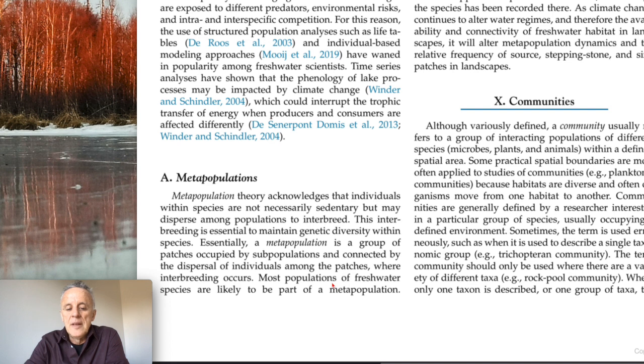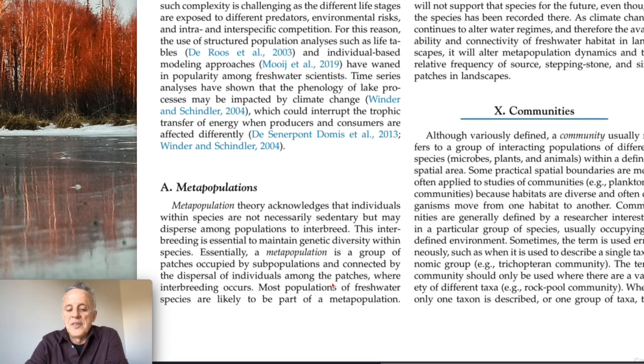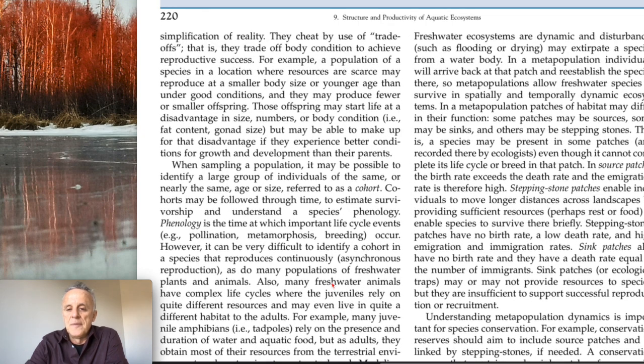Metapopulations. Metapopulation theory acknowledges that individuals within species are not necessarily sedentary, but may disperse among populations to interbreed. This interbreeding is essential to maintain genetic diversity within species. Essentially, a metapopulation is a group of patches occupied by subpopulations and connected by the dispersal of individuals among the patches where interbreeding occurs. Most populations of freshwater species are likely to be part of a metapopulation.